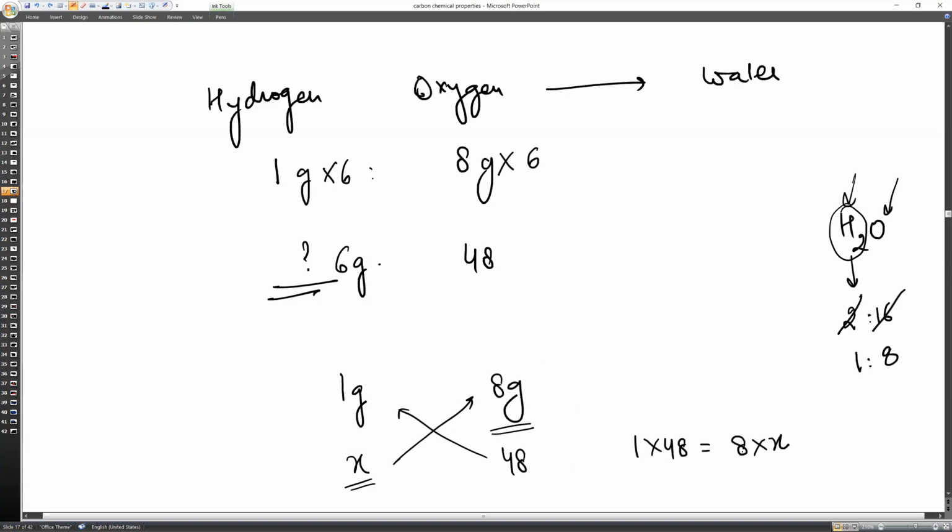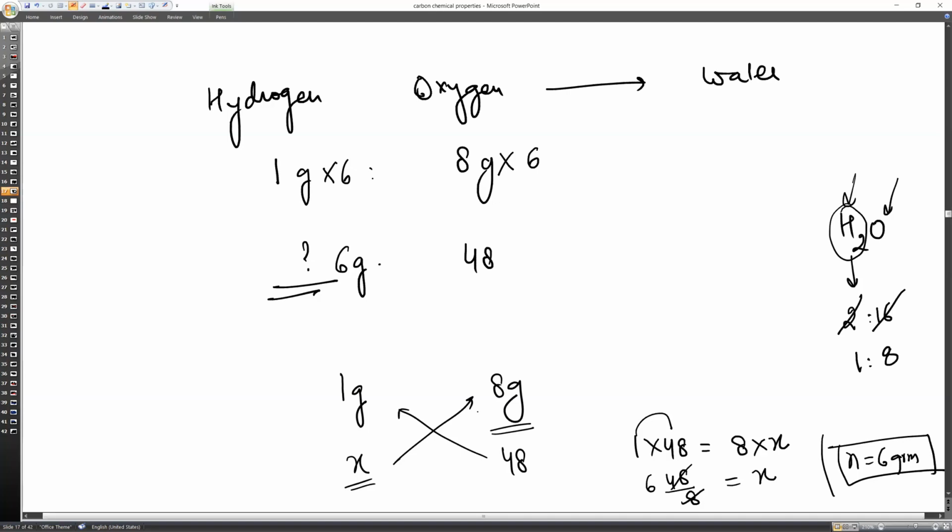This is very simple. This x you keep here, and this 48 comes down. 1 into 48 will be 48, and this 8 comes down. You divide it, you will get 6. So you will get x is equal to 6 grams. Got it?